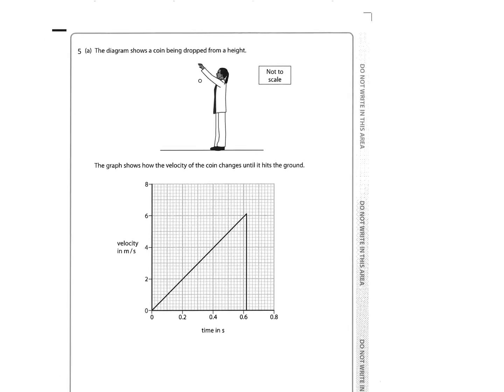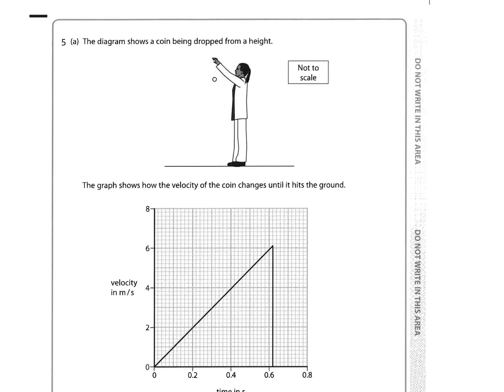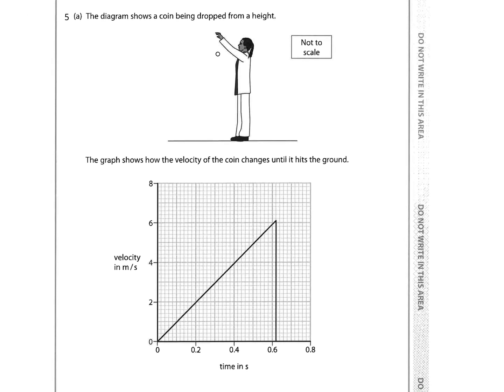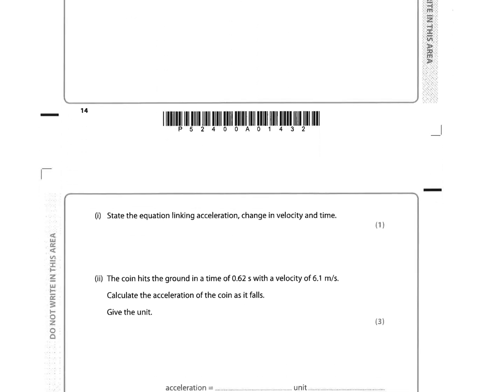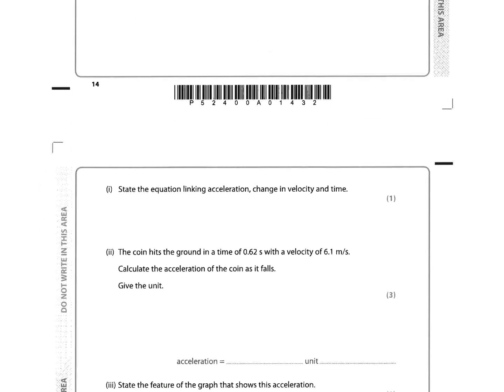Okay, a little bit of speed, distance, time here. Somebody's dropping a coin from a height, and it shows you the velocity time graph, which is nice and straight, which is excellent, because a straight line on a velocity time graph shows a constant acceleration. This object will be accelerating according to gravity, which is constant. And then it asks us, state the equation linking acceleration and time.